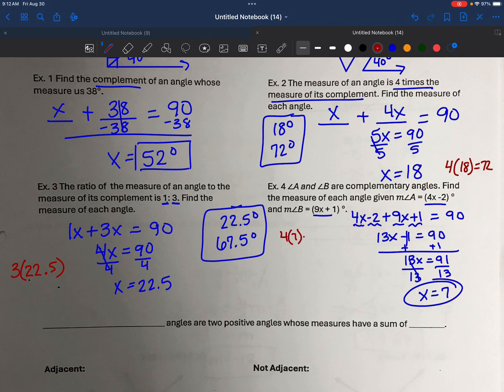So let's do 4x minus 2 first. So 4 times 7 minus 2. What's 4 times 7? 28 minus 2. 26 degrees for my first angle. What's 9 times 7? 63. Plus 1. Good.